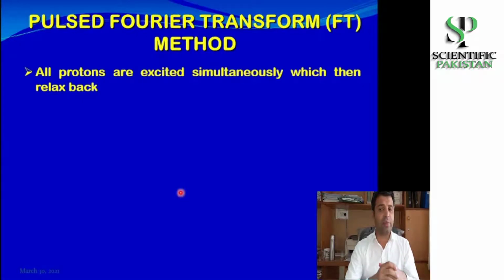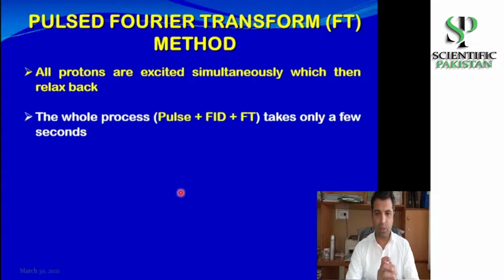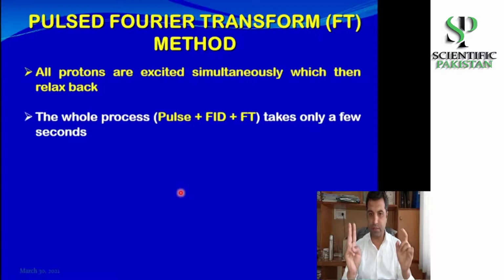So relaxation is very important, and it is actually during relaxation that the detector sees your net magnetization vector, or your nuclei, when they go back towards the z-axis, and that is when it records a signal. So this whole process, this whole experiment, involves three things: the pulse, transfer of energy, the FID, which I will tell you in a moment what it means, and the FT, the Fourier transform. It takes only a few seconds. So what do these three things mean?